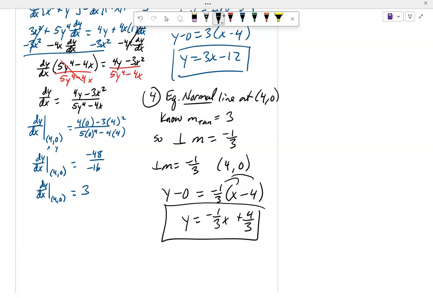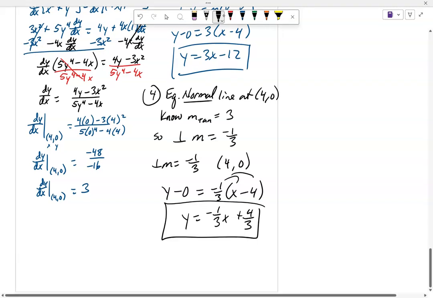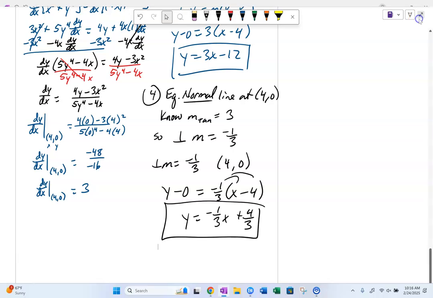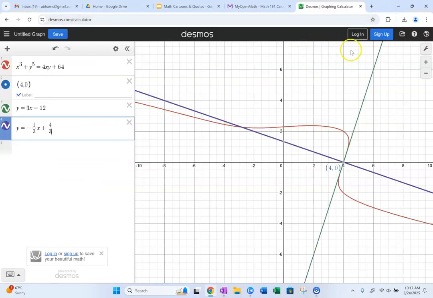So there's my slope of the tangent. There's the slope of the normal line. Let's go back one more time to the graph, and you see there's our 3x minus 12 in green, and then the purple is the normal line.